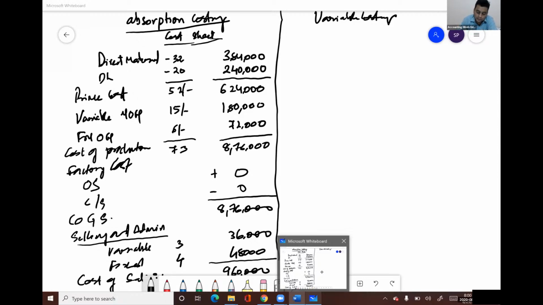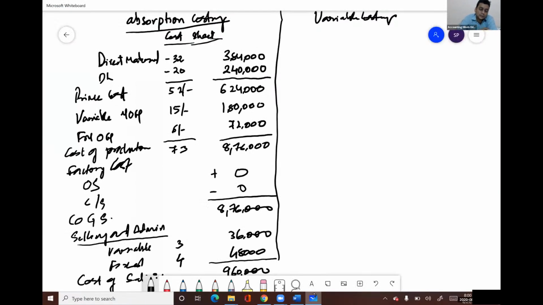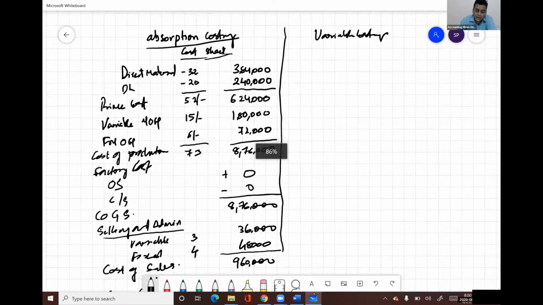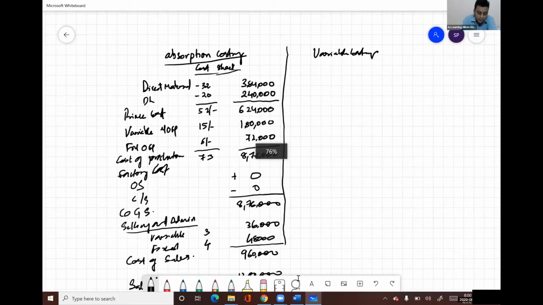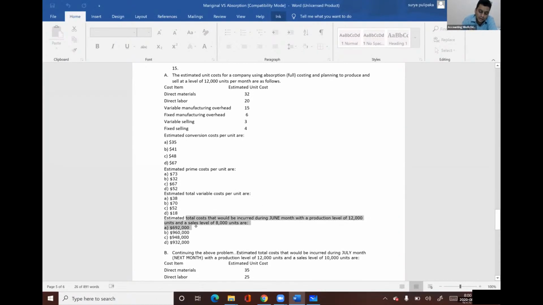So that is the total variable cost. What is the next one? Did they ask anything else? That's it. Estimated total cost would be incurred during June month with a production level of 12,000 and sales units of 8,000. Okay. So this is absorption costing. I am not solving this part of the problem. All the remaining we did.